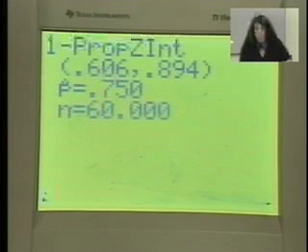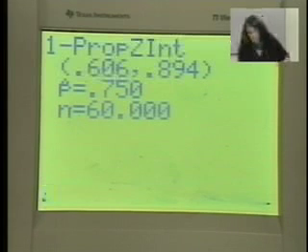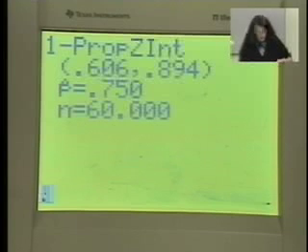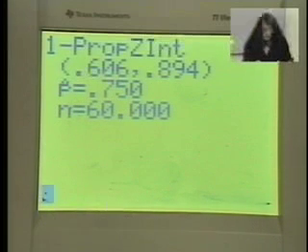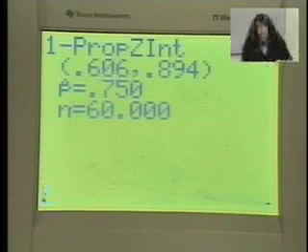So the confidence interval for the true proportion, the 99% confidence interval, is 0.606 to 0.894 when we have it set to 3 decimal places. The p hat is 0.75. You can see the little hat over the p, or p prime is 0.75. All right? So that's an easy test too.